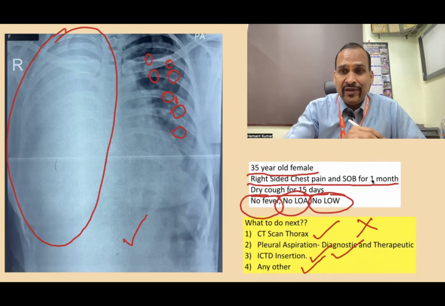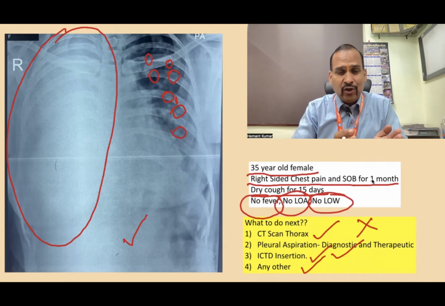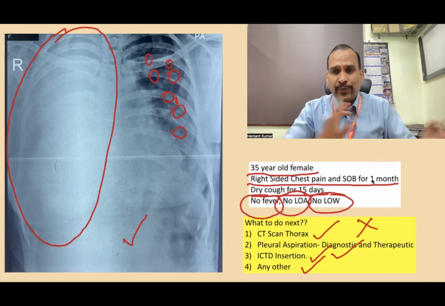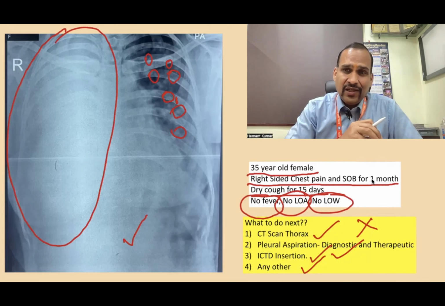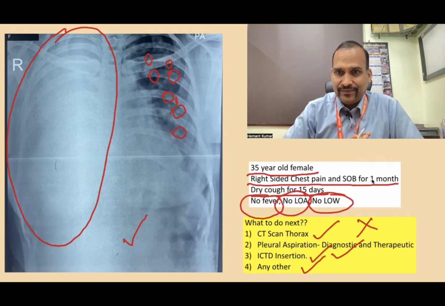Because the patient is having massive right side pleural effusion, and on the left side we are not able to appreciate because of mediastinal shift. So there is very little exposure on the left side and the right side is completely opaque. If you do CT scan at this stage, you will not see any lung parenchyma, especially on the right side. So I would prefer not to do CT scan.